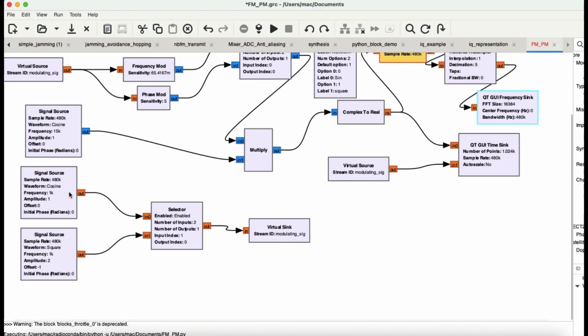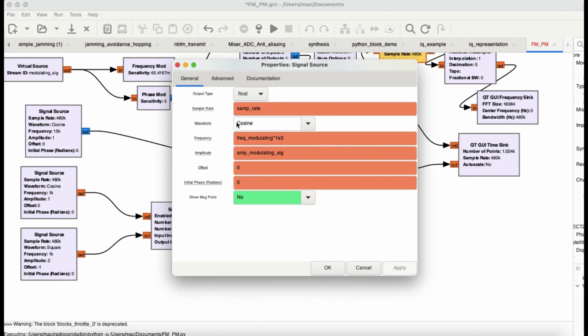Now, if you look at it, I have a source. I already made a video on the selector block. There are two types of sources here. One is a signal source. This signal source is giving me a cosine signal, and this is going to be my modulating signal. That's why I'm calling it frequency underscore modulating signal, and I'm multiplying it by 1 kilohertz, which means on the automatic scale of your flow graph, when you run it, you will see about 1 kilohertz of frequency. Another block that I have is amplitude underscore modulating, for amplitude. This is actually controlling my signal, and this is being controlled by a Qt GUI range slider.